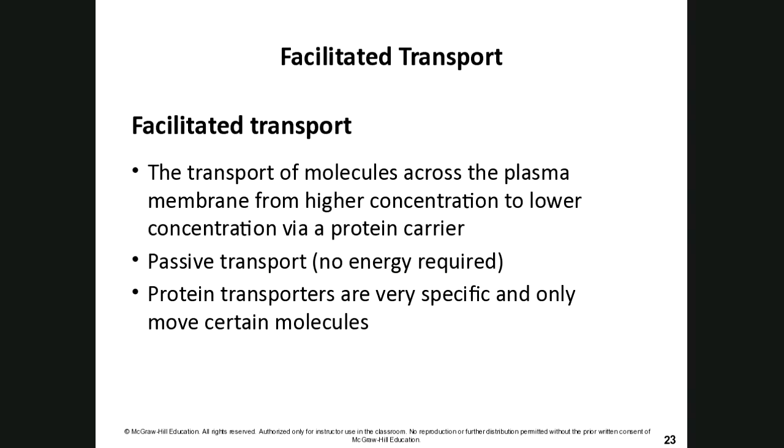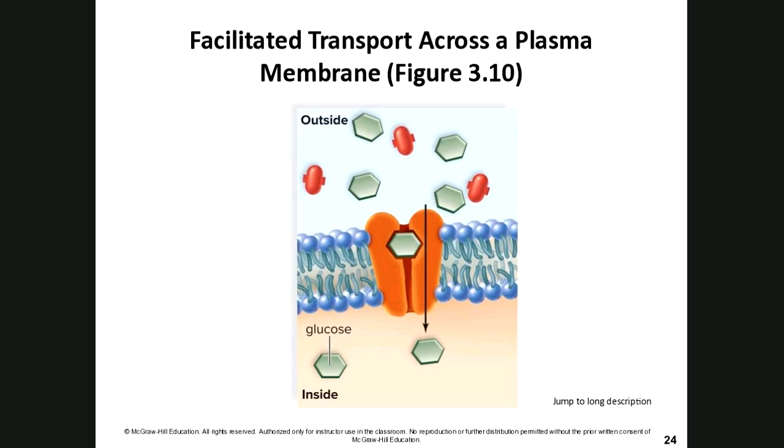Protein transporters are really specific, and there are only certain molecules that can be moved by these protein transporters. So not everything can kind of sneak through this facilitated transport protein molecule. It's very specific. So as you can see here, this glucose molecule needs to get into the cell, much higher concentration outside than in, but in order for it to get in, it has to go through this transporter molecule, and then this little protein over here, it's not able to get in. So it can only go through this transporter because it is shaped specifically for this particular molecule.